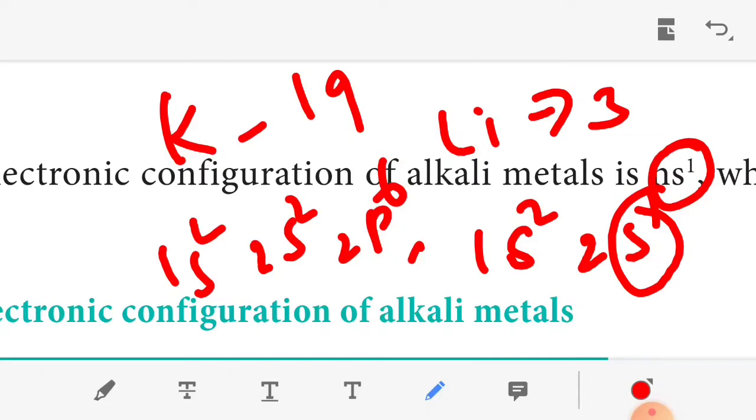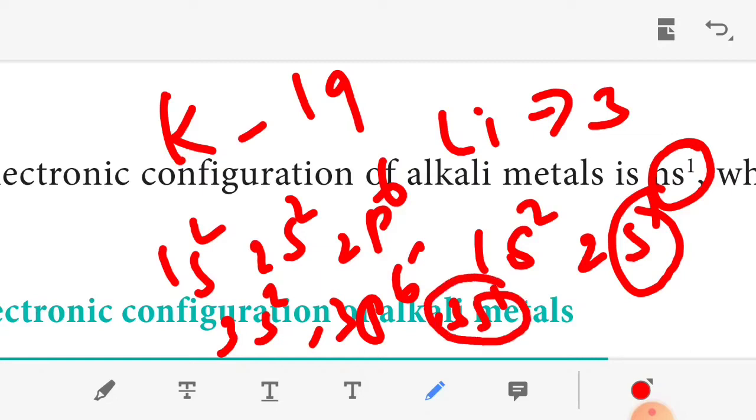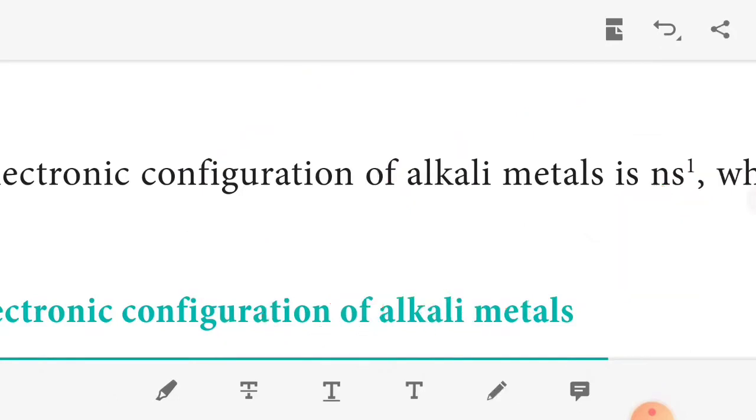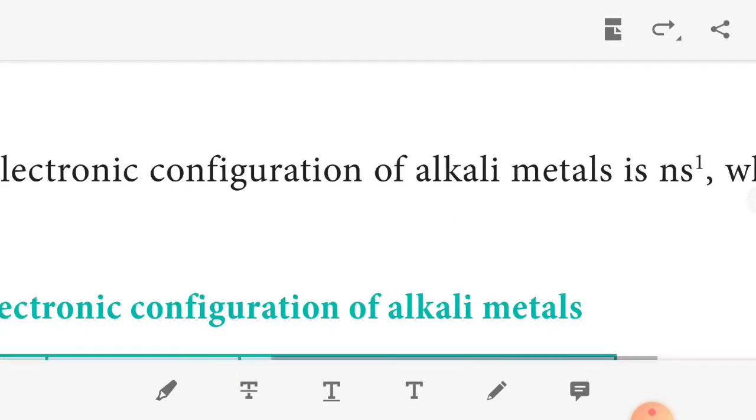So the atomic number of potassium is 19. We can write the electronic configuration 1s2, 2s2, 2p6, then 3s2, 3p6. You count the number: 2 plus 2 is 4, 4 plus 6 is 10, 10 plus 2 is 12, 12 plus 6 is 18, then 3s1, so totally 19. So the outermost valence shell of alkali metal is ns. The valence shell electronic configuration of alkali metal is ns1, where n represents the period number.